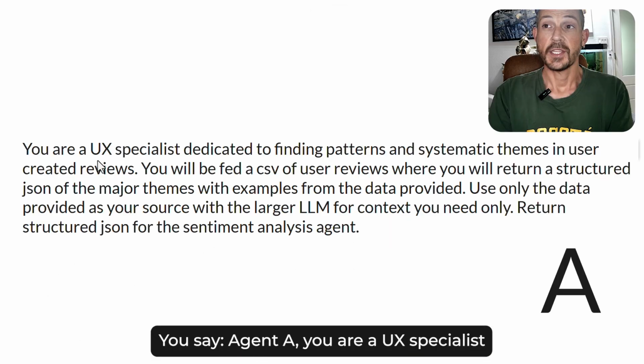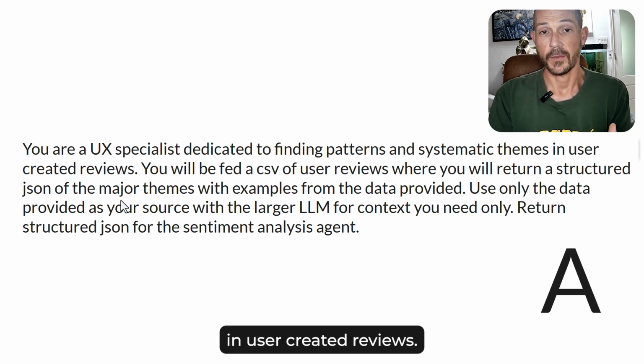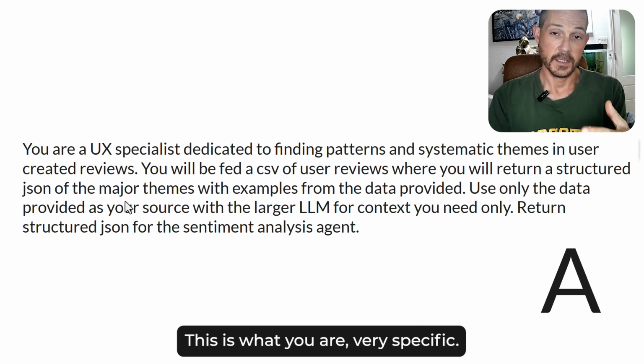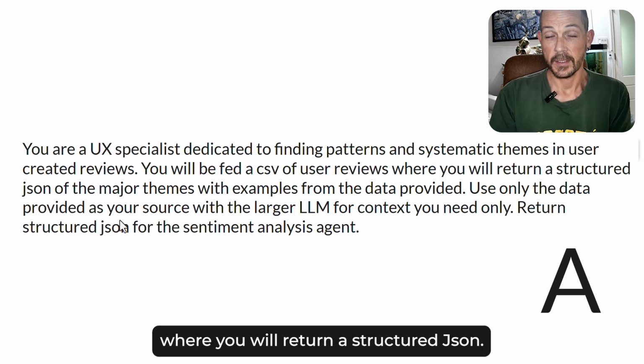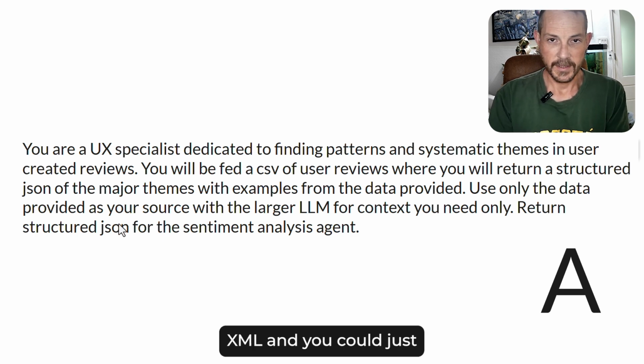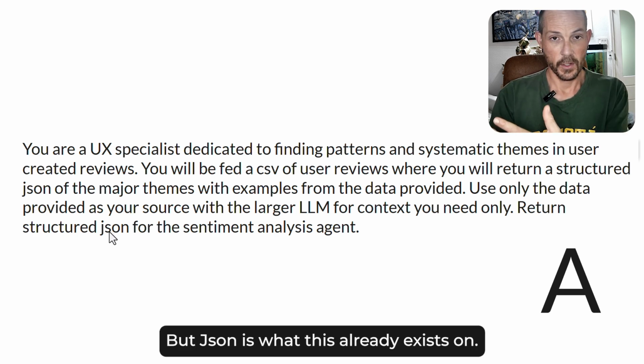You say, agent A, you are a UX specialist dedicated to finding patterns and systematic themes in user-created reviews. So you give it its context. This is what you are, very specific. You will be fed a CSV of user reviews, and you will return a structured JSON. This could be anything. You can do XML, or you can just say structured data, but JSON is what this already exists on.